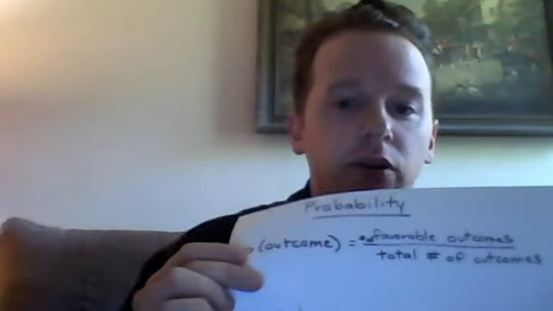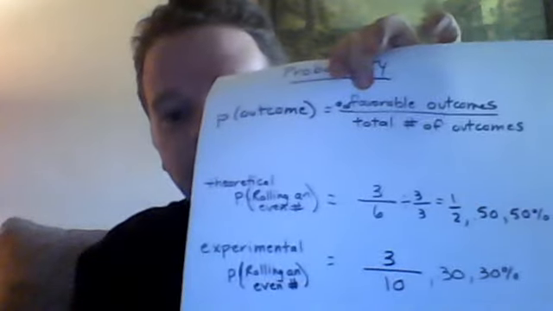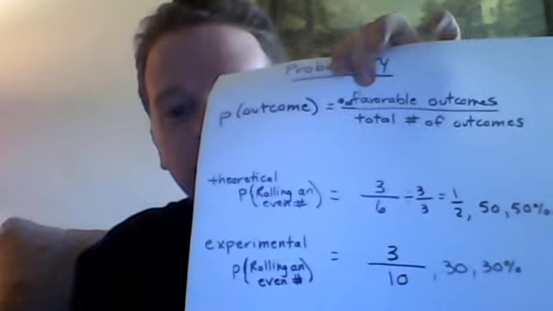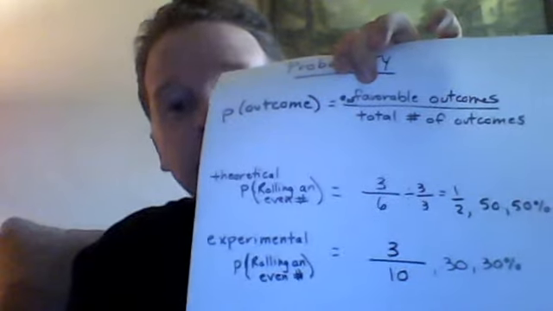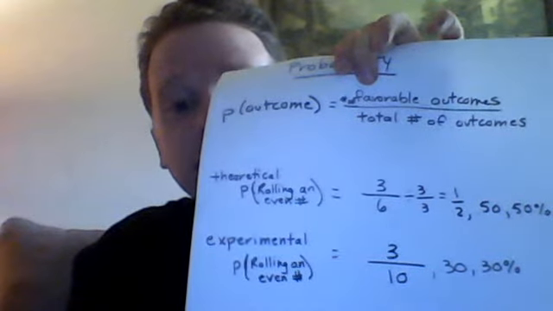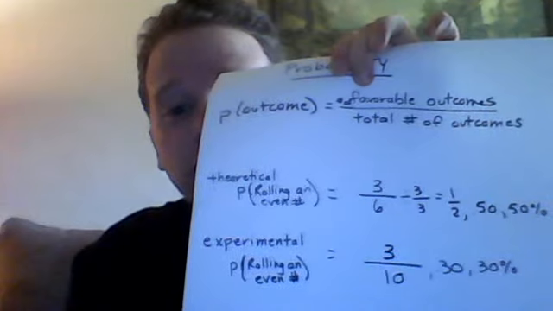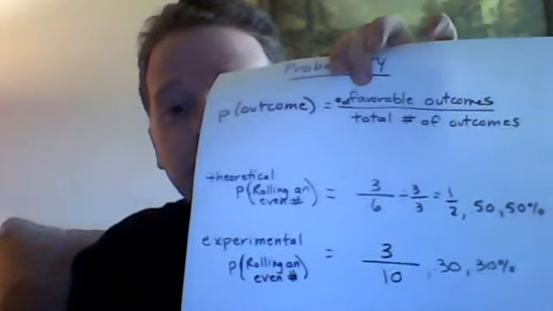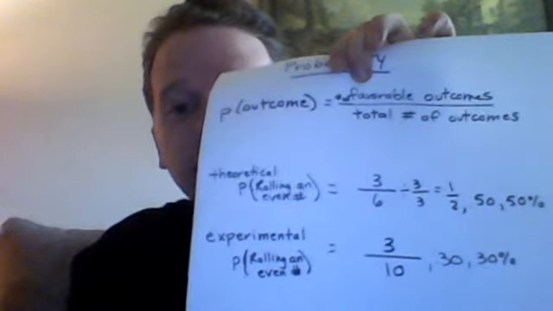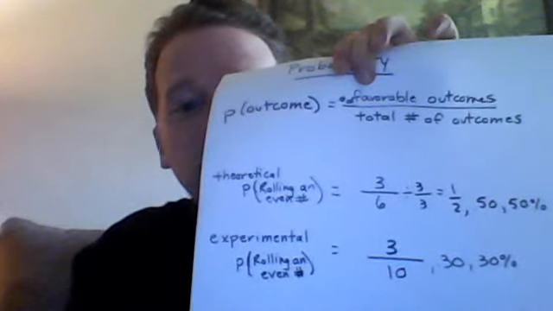So herein lies the major difference between theoretical and experimental probability. Theoretically, what should have happened? If we rolled it 10 times, 5 times it should have come up with an even number. But since we did our experiment and rolled the die 10 times, only 3 times it came up with an even number. All this explains is that your experimental probability and your theoretical probability could differ.